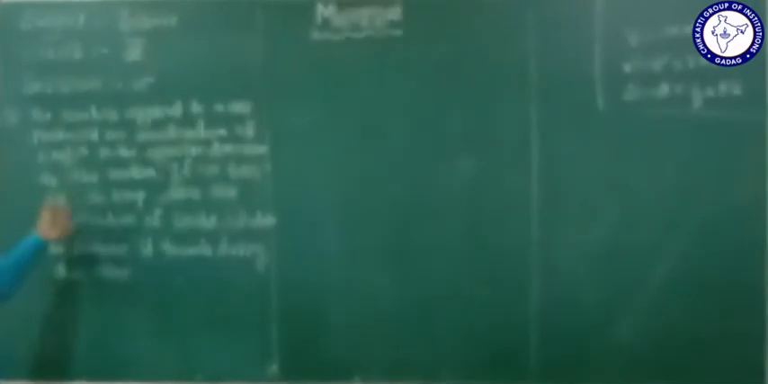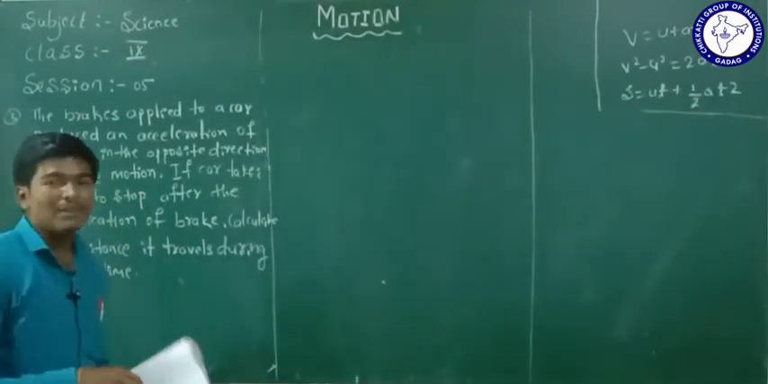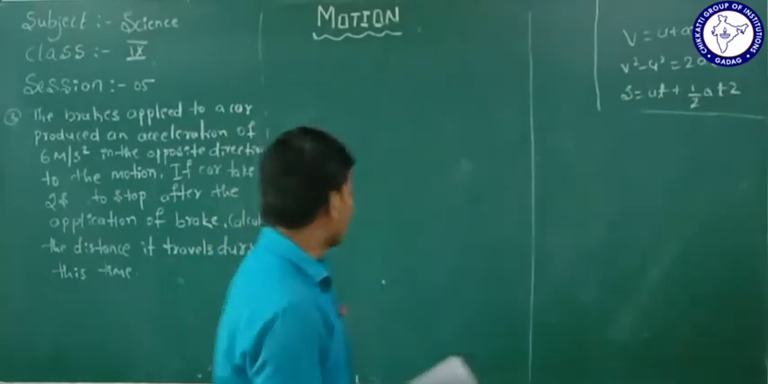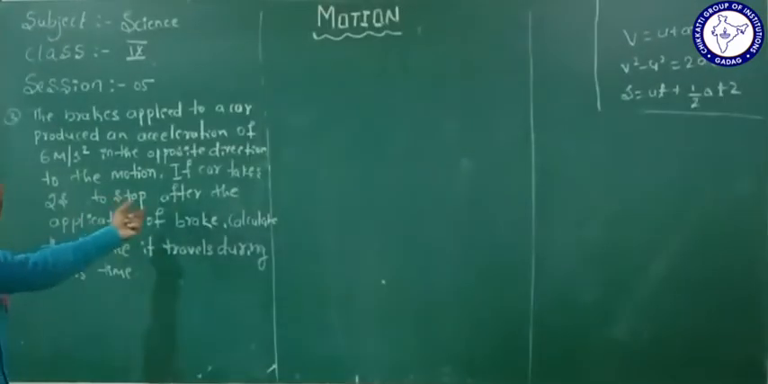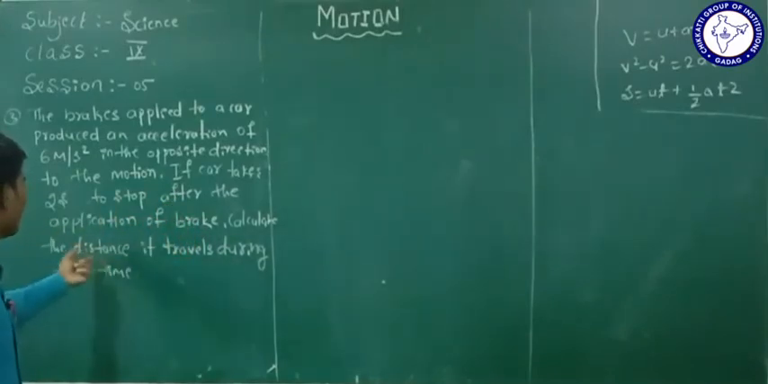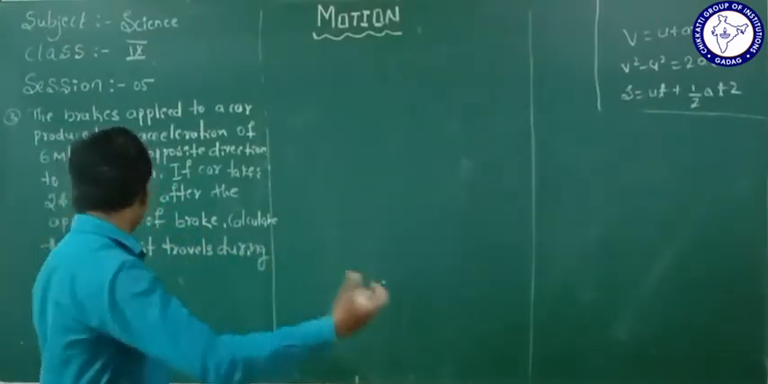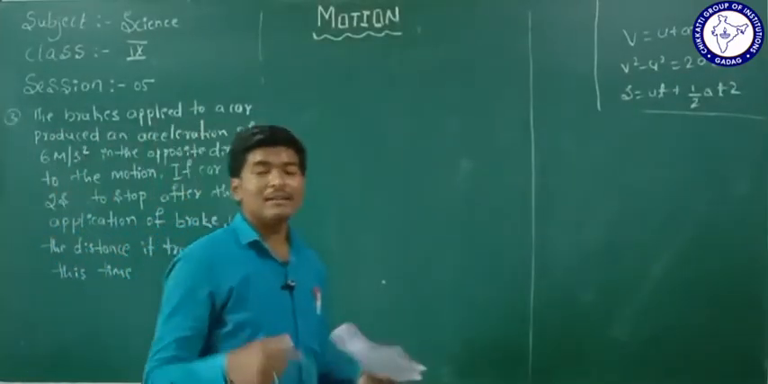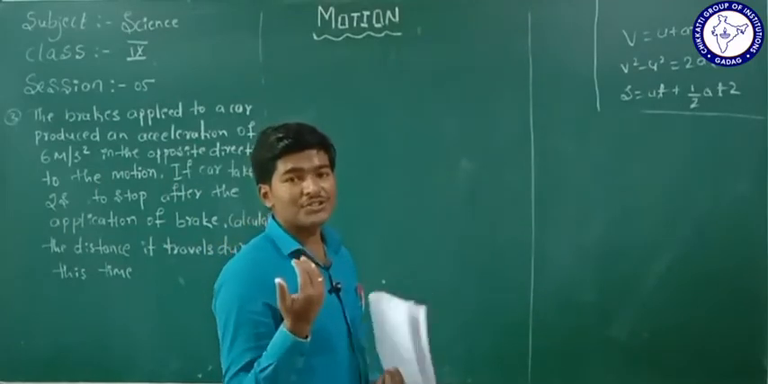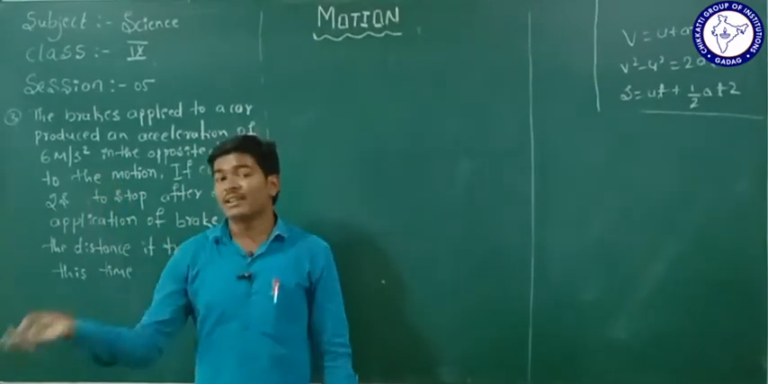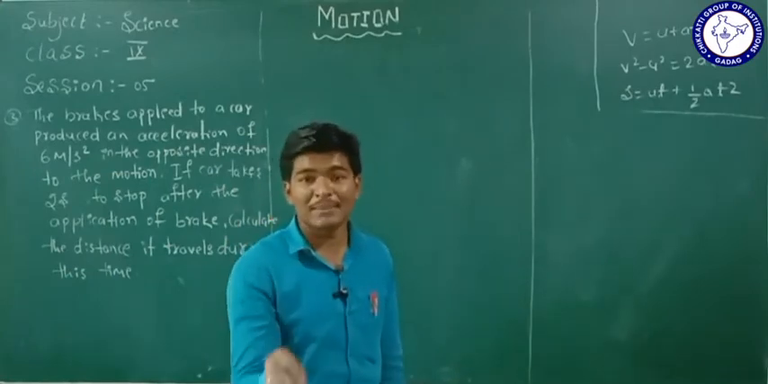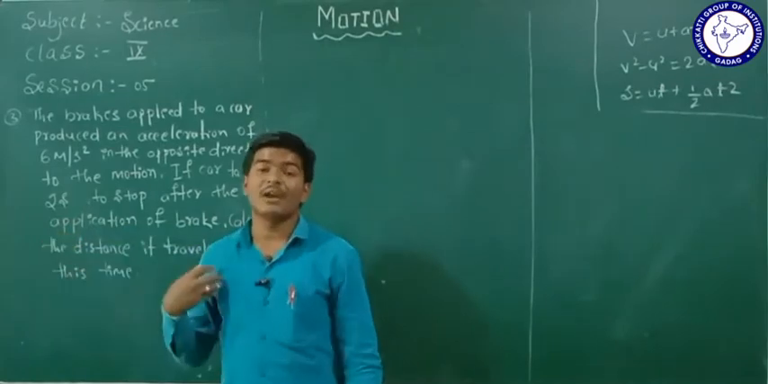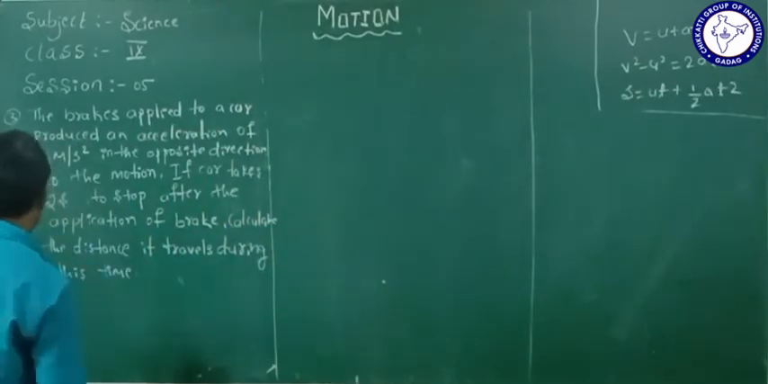If the car takes 2 seconds to stop after the application of the brake, calculate the distance it travels during this time. So after the application of the brake, the car has the opposite acceleration of 6 meter per second square. In that acceleration of 6 meter per second square, how much distance does it cover in the given 2 seconds? That's why I am going to calculate here. So given, write down the solution.